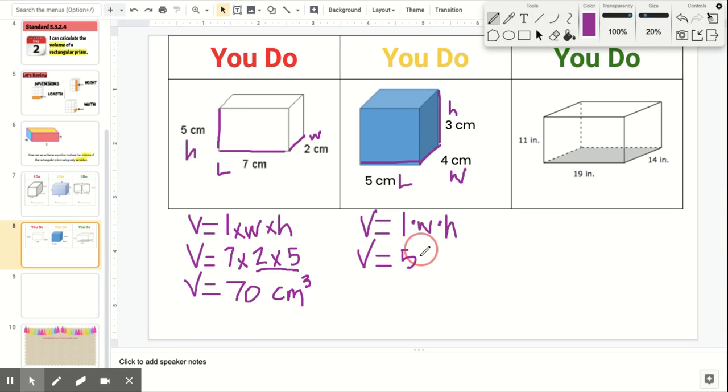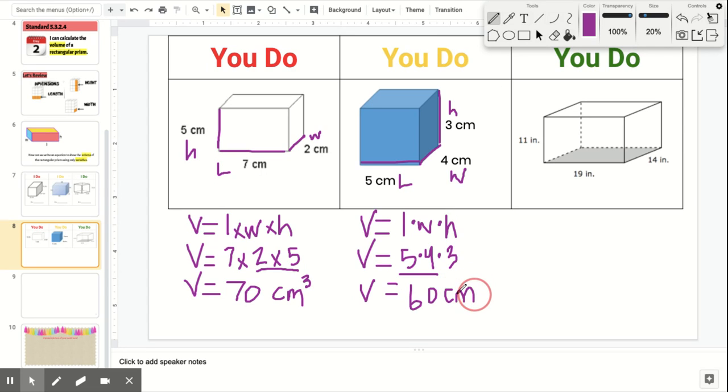5 times 4 times 3. Okay, so if I'm going to do my math, I think it's pretty easy just to solve this left to right. 5 times 4 is 20, and then 20 times 3, 20, 40, 60. The answer is 60 cubic centimeters.